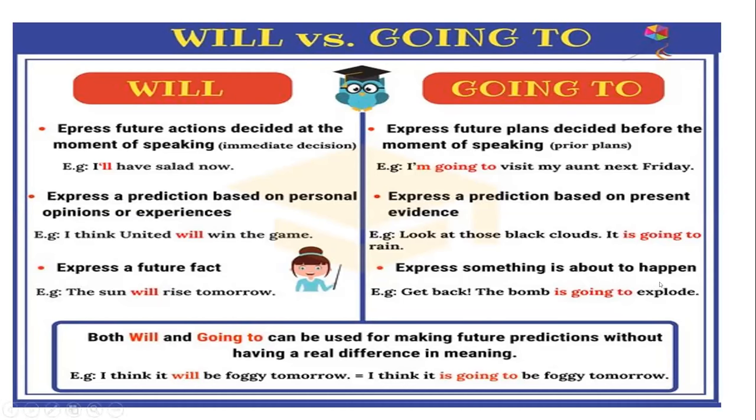Express something that is about to happen. For example, get back, the bomb is going to explode, right? When we are in a very scary situation, the police says, get back, the bomb is going to explode. So it will happen because it's almost a fact. So both will and going to can be used for making future predictions without having a real difference in meaning, right? For example, I think it will be foggy tomorrow. It equals to say, I think it's going to be foggy tomorrow. In that case, for predictions, they are almost the same, right? Because it's a prediction, right?